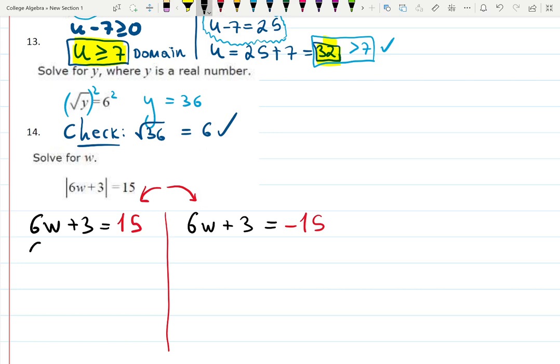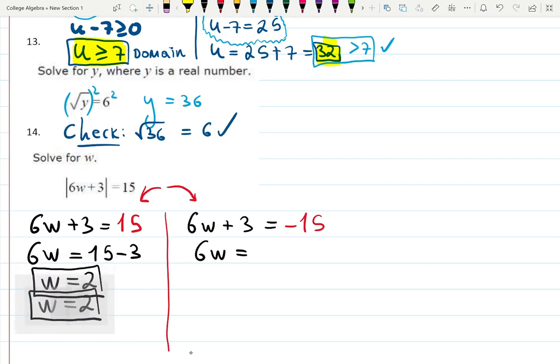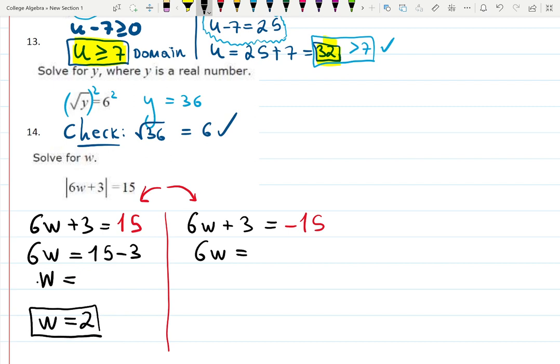So for the first scenario, we're going to have 6w equals 12, and then I divide it by 6. I skipped a step, maybe I should not. It's going to be 15 minus 3, right? So that's 12. Let me not skip the step. 6w equals 12. And then I will divide by 6. That makes w to be 2. That's my first answer.